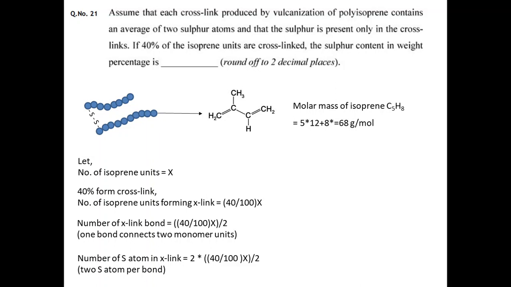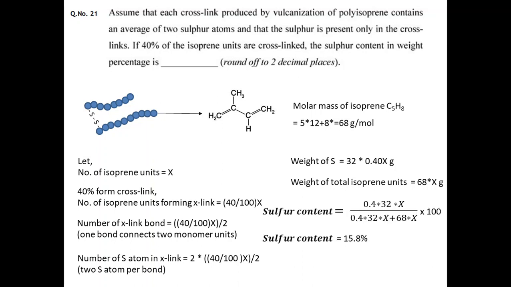Now, by multiplying the atomic weight of sulfur by its total number, we can get the total weight of sulfur in the rubber material. And weight fraction of sulfur can be calculated by dividing total sulfur weight by total weight of rubber material, which consists of both sulfur and isoprene units. After calculation, the sulfur content value is 15.8%.